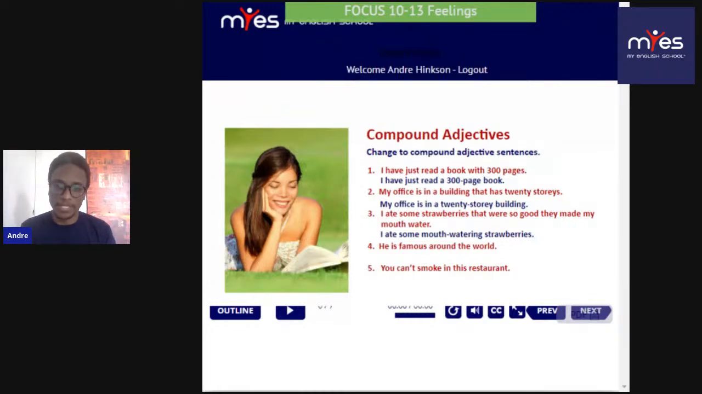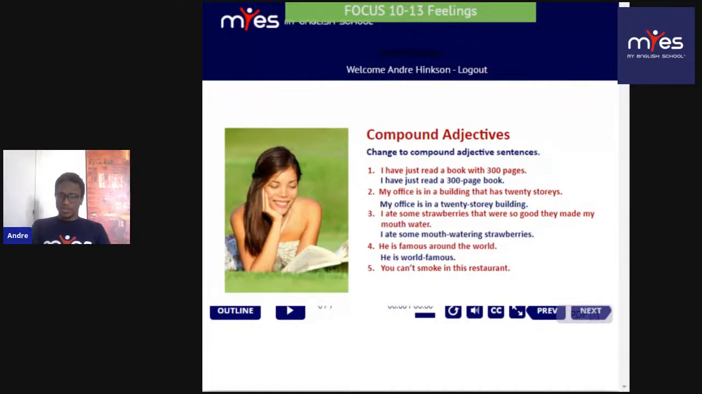So he is famous around the world. So what would we just be describing here? What is the noun we are describing? He is famous around the world. So we're describing he. We're describing him, the person, the man. Yeah. So what kind of person is he? He's a famous person, but we want to create a compound adjective from this one. So we would say he is world famous.